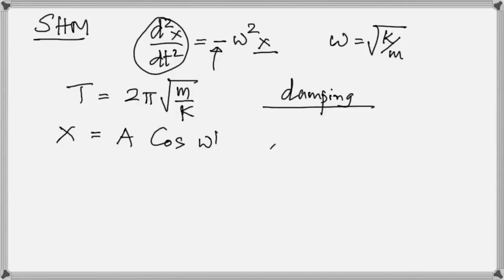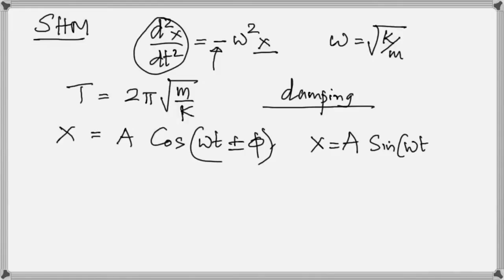Cosine omega t plus or minus phi. But what if I wanted to write x is equal to a sine omega t plus or minus phi? Would that be okay? What is the difference between a sine function and a cosine function? The shapes are exactly the same, except that one is 90 degrees different from the other.